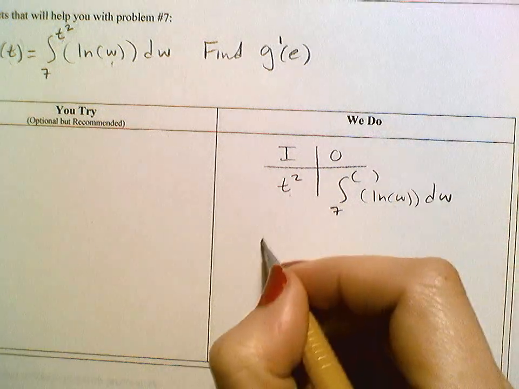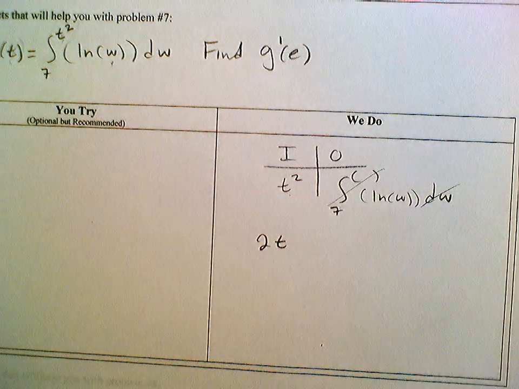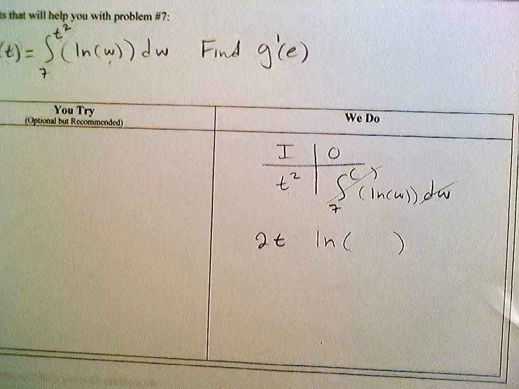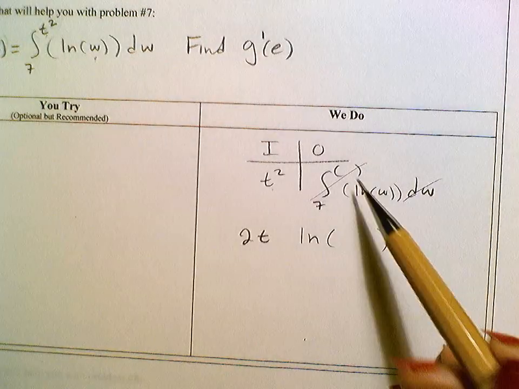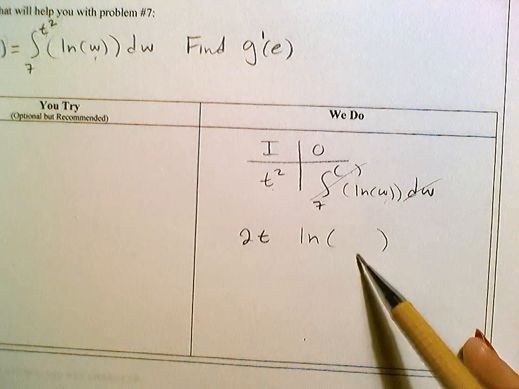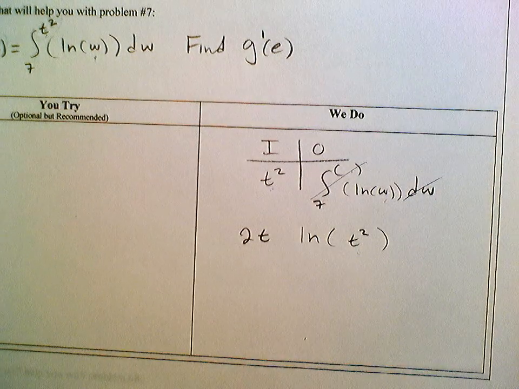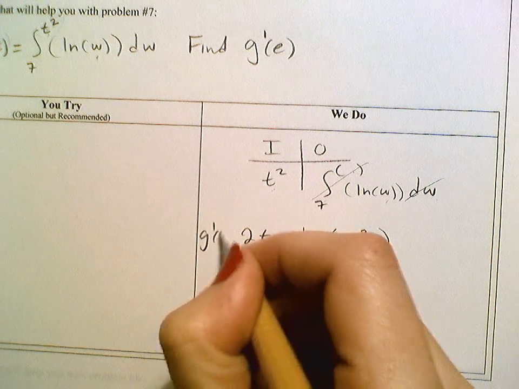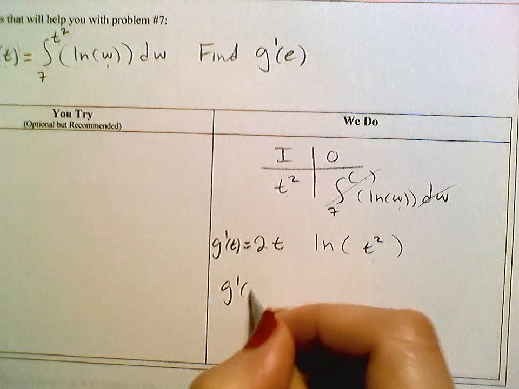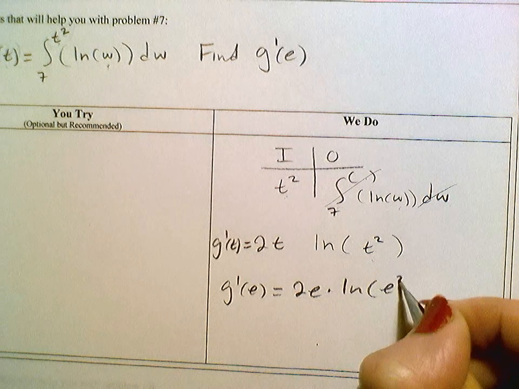The derivative of this is 2t. The derivative of this stuff cancels, and you end up getting natural log of blank. Whatever this upper limit is goes in for the dummy variable. And then what goes back here is what used to be in the blank to begin with. So this is g prime of t, and I need g prime of e. That's going to be 2e times natural log of e squared.